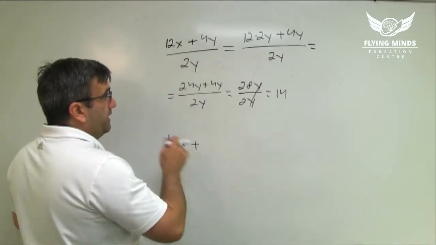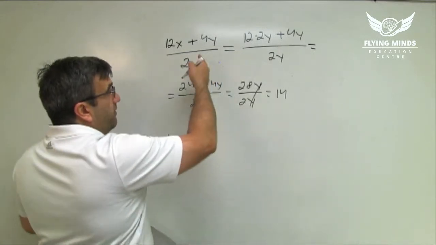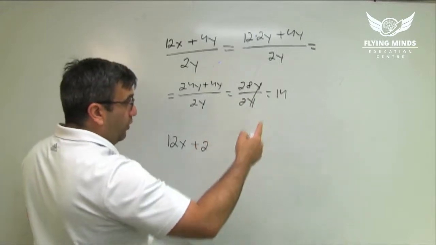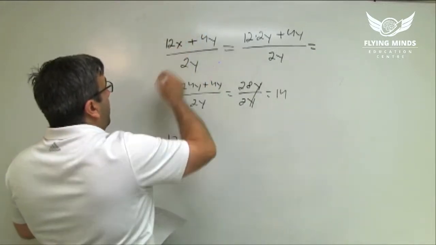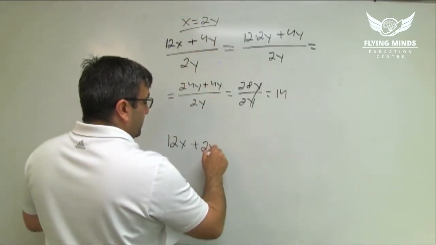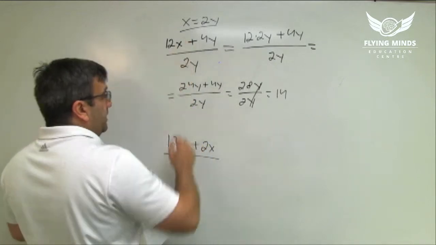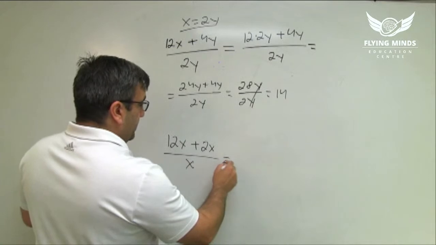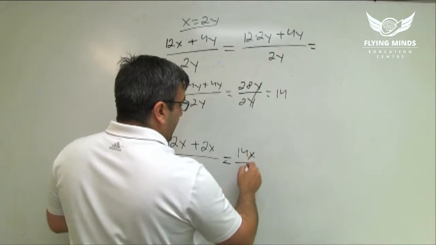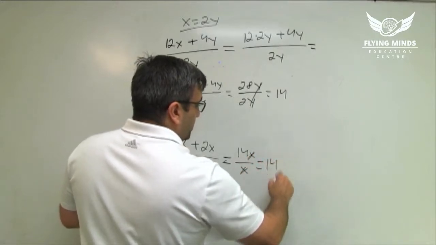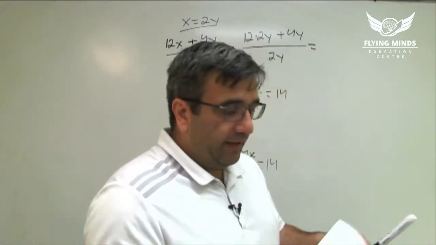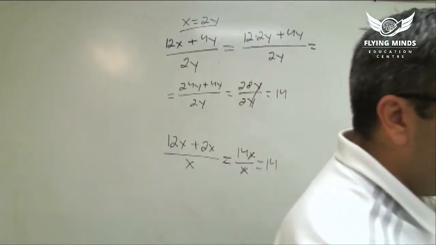We're going to replace 2y with x. So we have 4y, right? It means 2 times 2y, and x equals 2y. So we can write then 2x here, and 2y we just replace with x, and 12x plus 2x will be 14x over x. x and x cancel each other, so we get 14. We get the same result. Okay, next question.